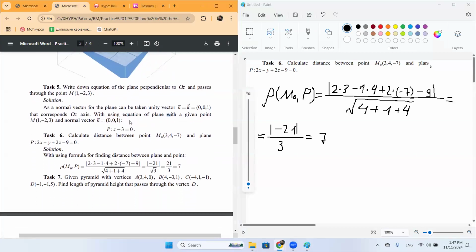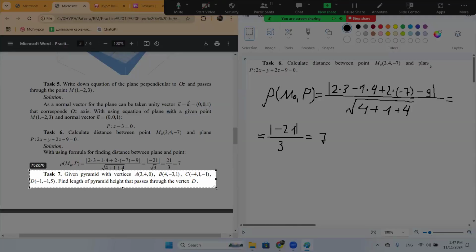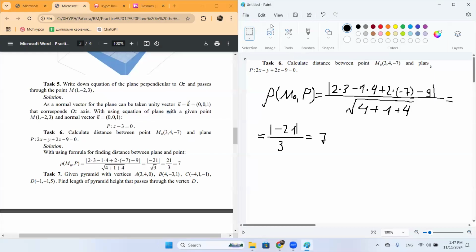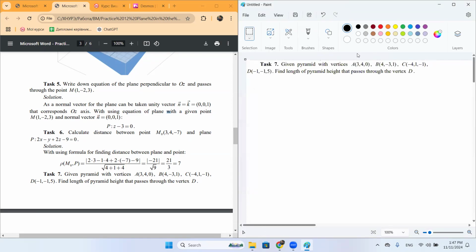So here is the next task. Only one point it has. We have the pyramid with the given vertices, and we need to find the length of the altitude. Yeah, not height, that is not a quite correct translation. So we need to find the length of the altitude passing through the vertex D.